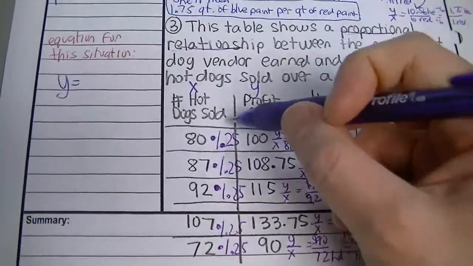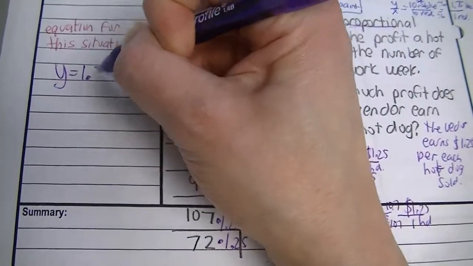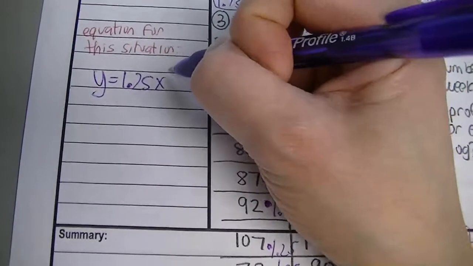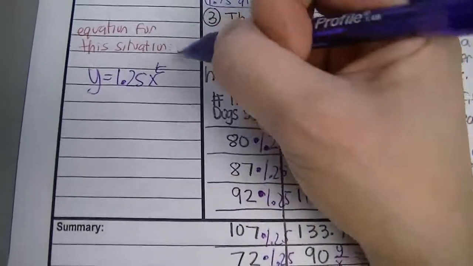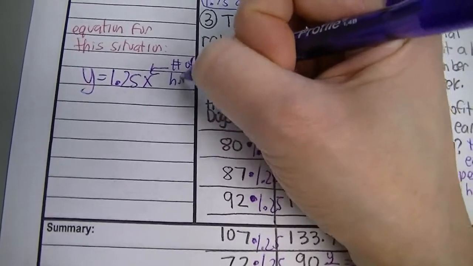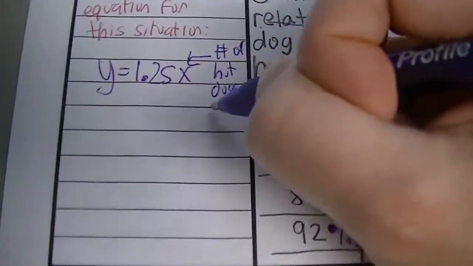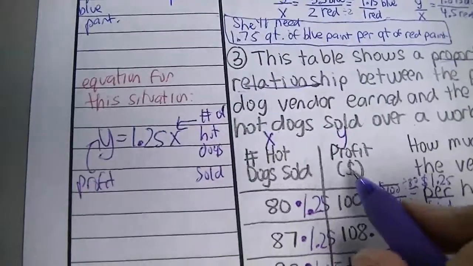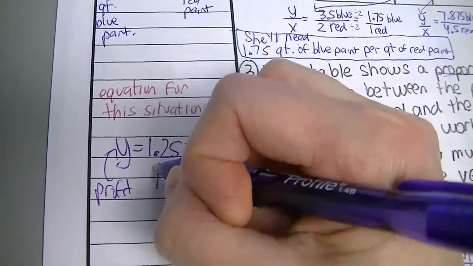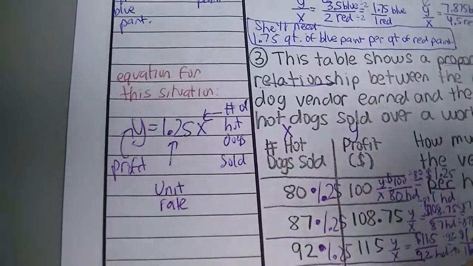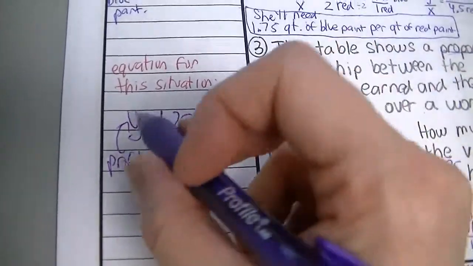Y equals, well, that unit rate is $1.25 times the x value, and we label this, the x value was hot dogs sold, number of hot dogs sold. The y value is the profit, because that's what's labeled there, profit in dollars. This right here is the unit rate. And something you should also know, you can flip these around.